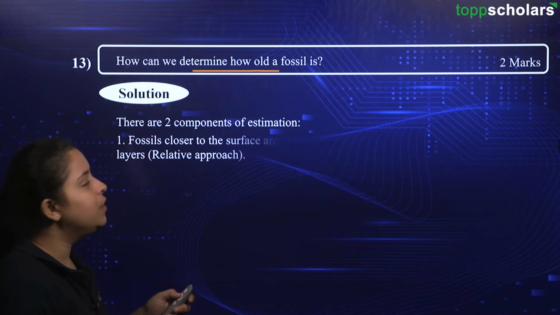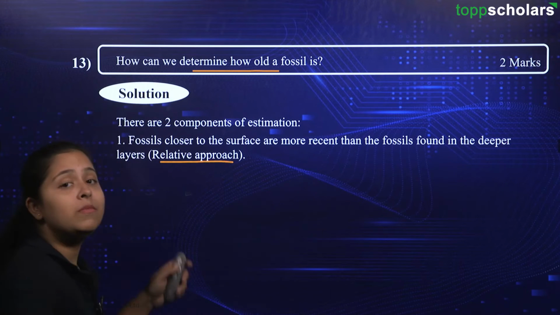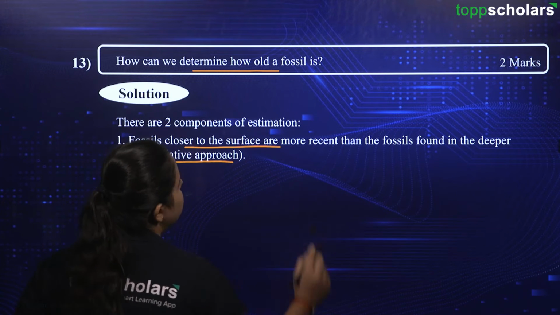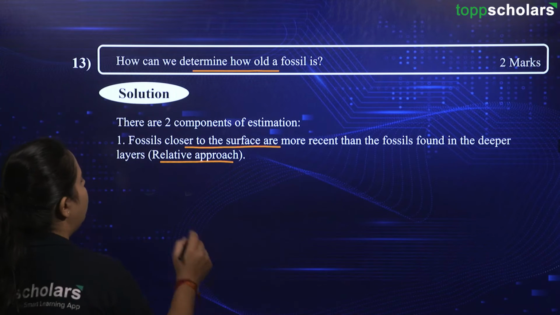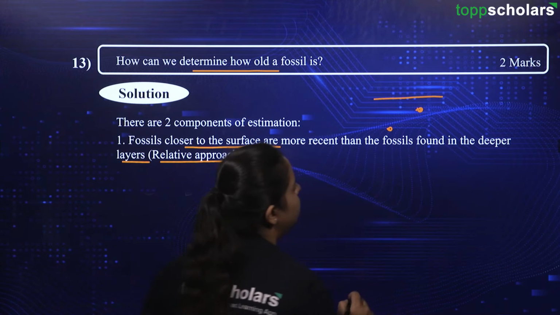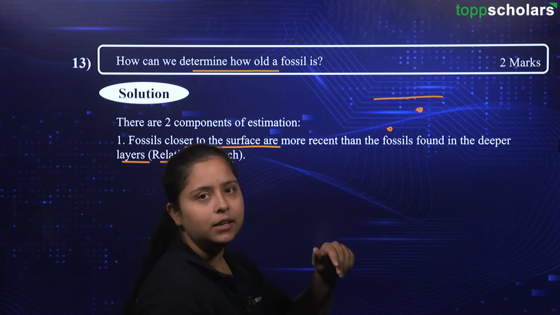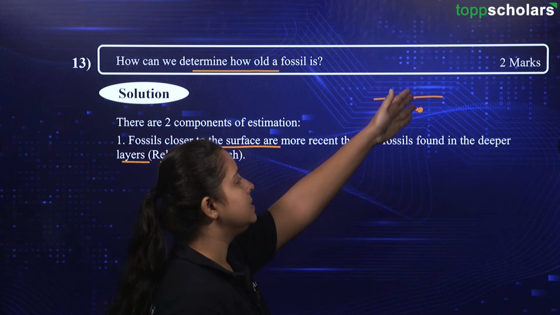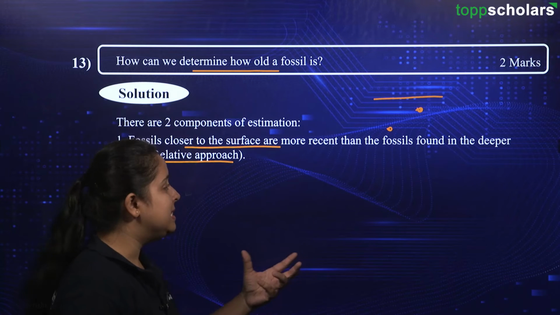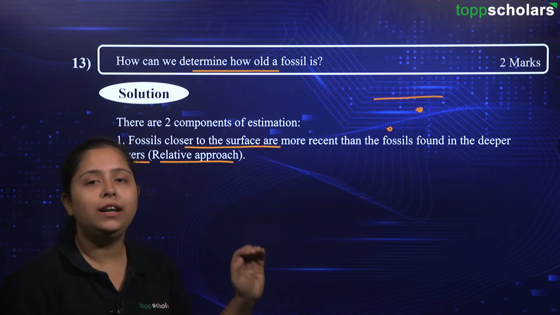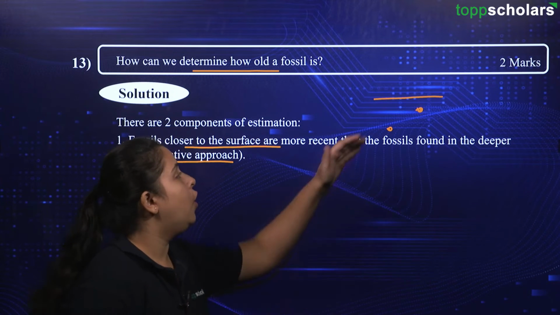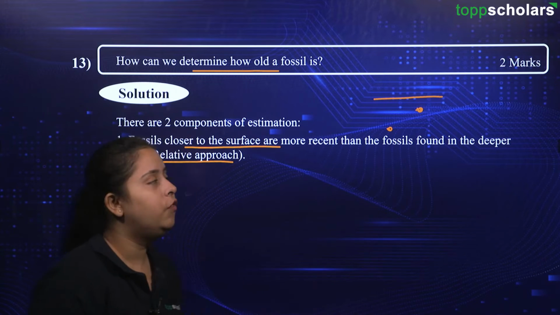So there are 2 components of estimation. First one is the relative approach and second one is carbon dating. Let us go for the relative approach. Fossils closer to the surface are more recent than the fossils found in the deeper layers. Just as we have talked, if I have this fossil over here and this fossil over here, this one is older, this one is younger, because this has died earlier and this has died recently. So basically the difference in the depth can help us to estimate the relative age or relative time of death of the organisms and the time that they have become fossils.